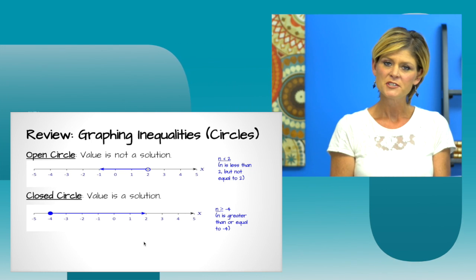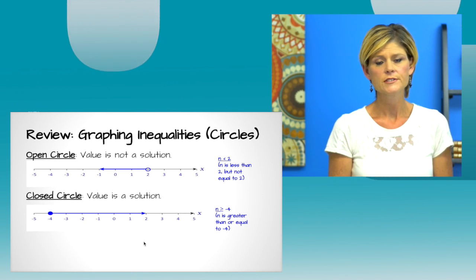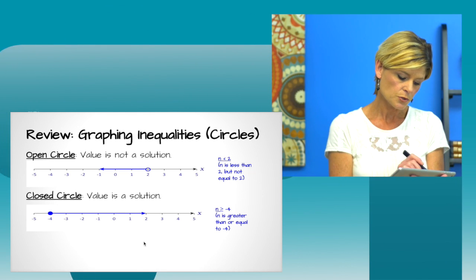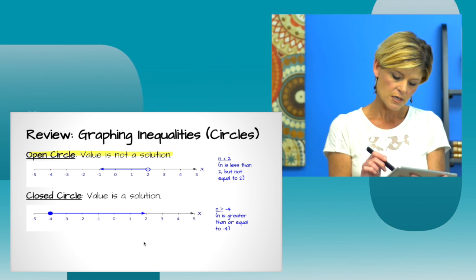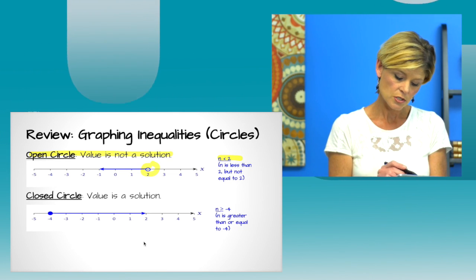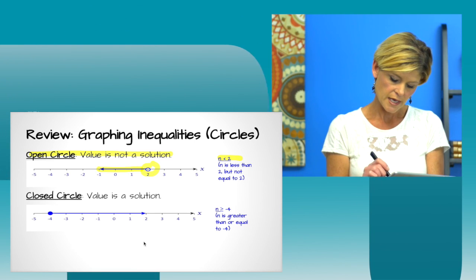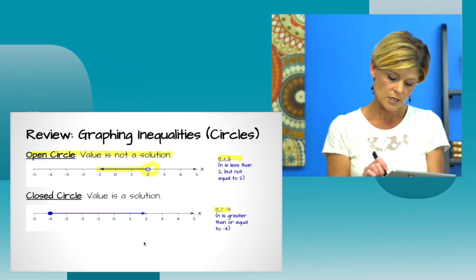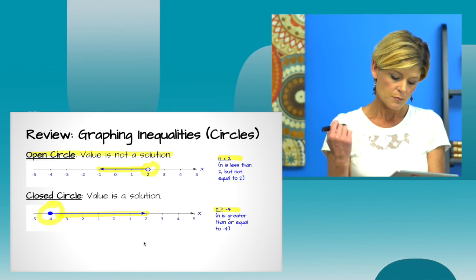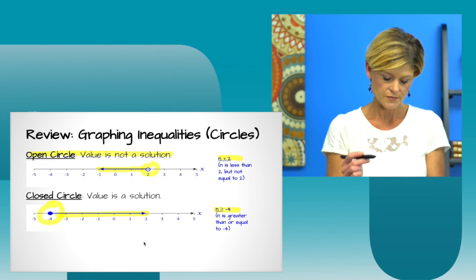Also wanted to take a minute to review how we graph inequalities. We talked about circles in our last video, that an open circle tells us that the value is not a solution. Like we have here, n < 2. That circle will be open because 2 is not a part of the solution. However, if we have n ≥ -4, then our circle will be closed or filled in because the value of -4 is a solution of the inequality.